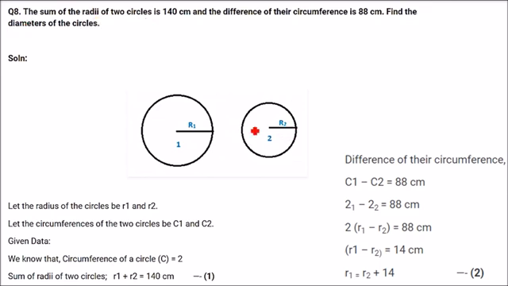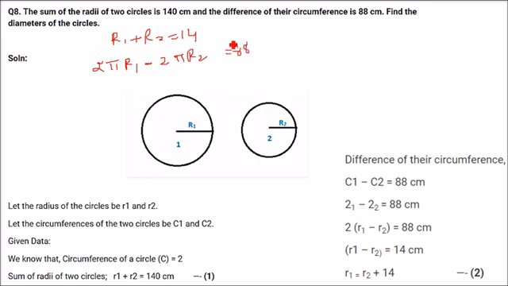The sum of radii of two circles is 140 centimeter. That is r1 plus r2 is given as 140. And the difference of their circumference. What is the circumference of this one? 2 pi r1. And what is the circumference of this one? That is 2 pi r2. The difference of them, that is this minus this, is going to be 88.